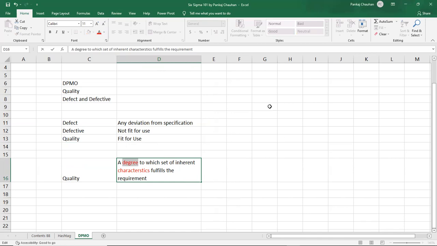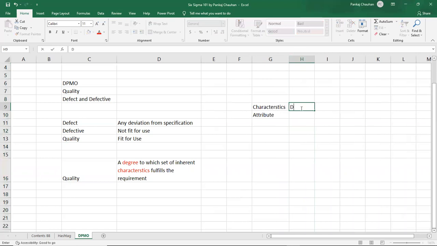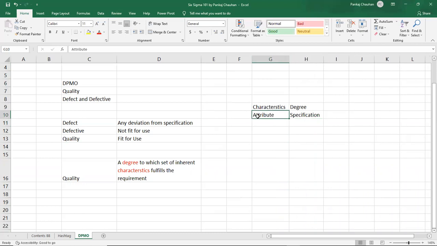Characteristics talks about the attribute of the product, which means what we are looking for, and the degree is the specification of that attribute. So if any product is not meeting a given attribute specification, that means it is a defect. Because of that defect, if you are not able to use your product or service, or it is not fit for use, then it becomes defective.